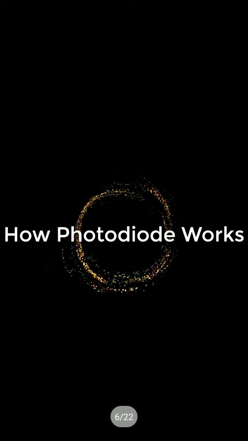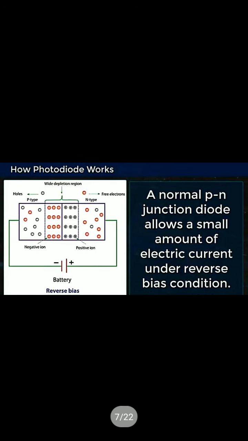Now we discuss how the photodiode works, and what happens when it is connected in reverse bias direction. A normal PN junction diode allows a small amount of electric current under reverse bias condition, that is called reverse saturation current, due to the minority carriers. Minority carriers means the electrons inside the P region and the holes inside the N region. And inside the depletion region, the charges accumulated over there are immobile charges.